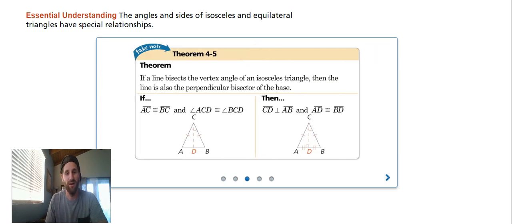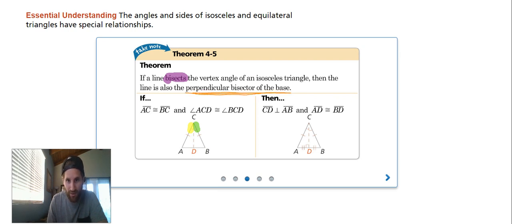This one right here is a very important one to write down. If a line bisects, and remember the word bisects, bisects means to cut into two equal halves. So this angle is getting cut into two equal halves, one right there and one on the other side right there. These are two equal halves that have been cut by the bisector, and if it is bisecting that vertex angle, then we know for a fact that it's also going to be a perpendicular bisector of the base.